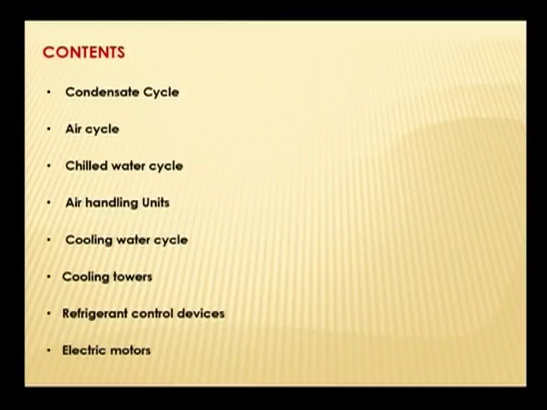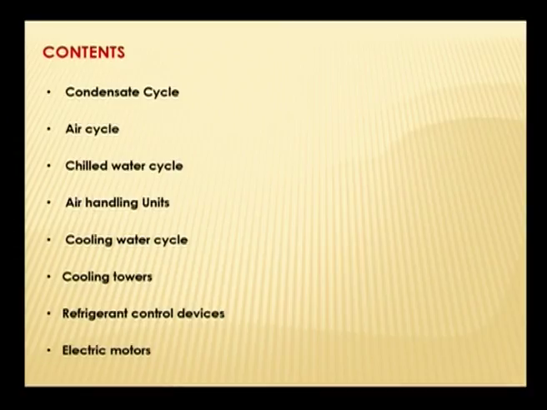We look at the types of cycles involved in the vapor compression cycle, like the condensate cycle, air cycle, and chilled water cycle, and in the chilled water cycle we will be looking at how an air handling unit works. After which we will look at the cooling water cycle and the role of cooling towers in the cooling water cycle. And lastly, we will look at the various refrigerant control devices involved in the vapor compression cycle, and we will end up with the definition and the working principle of electric motors.